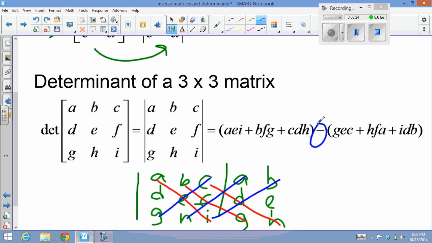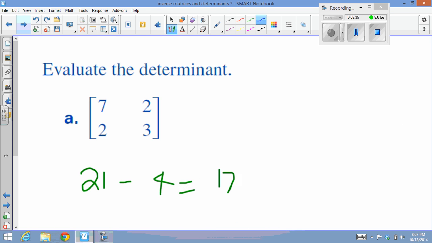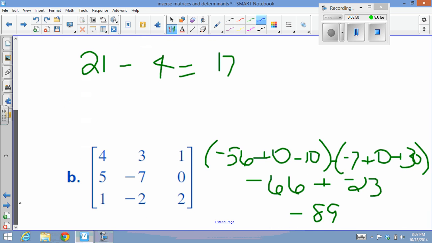So that's where those multiple letters come from, by rewriting the first two columns again so that you can find the determinant. So here's an example. I'm going to be finding the determinant of this 2 by 2 matrix, which becomes relatively easy because I'm going to just take 7 times 3, which is 21, and subtract 2 times 2, which is 4. So 21 minus 4 gives me 17. So that's relatively easy.